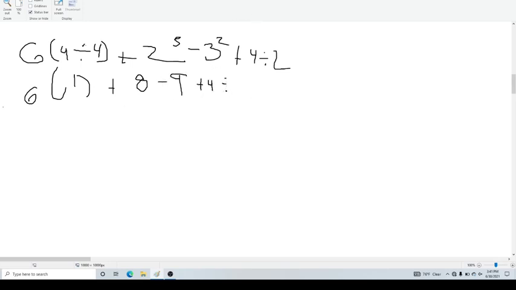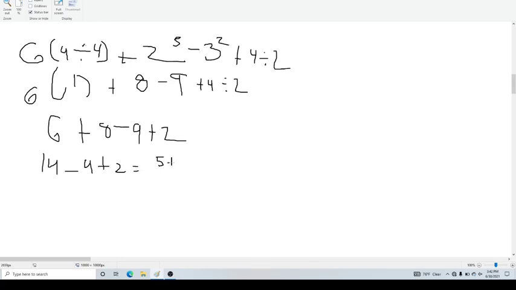Now we multiply from left to right, so we look for any multiplication or division. So 6 times 1 is 6, and then we have plus 8 minus 9. And 4 divided by 2 is 2, so plus 2. All right, so we have 14 minus 9 plus 2, which is equal to 5 plus 2, which is equal to 7.